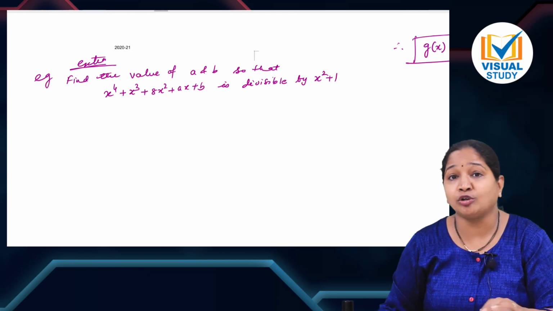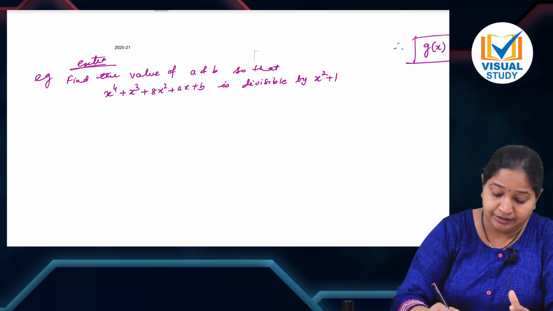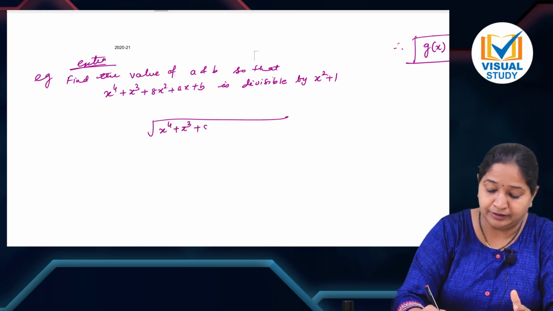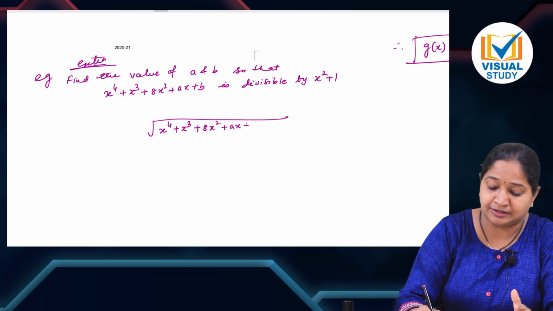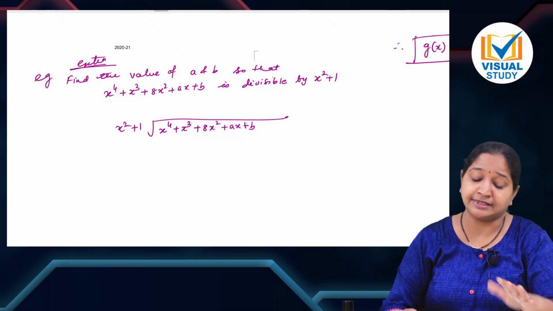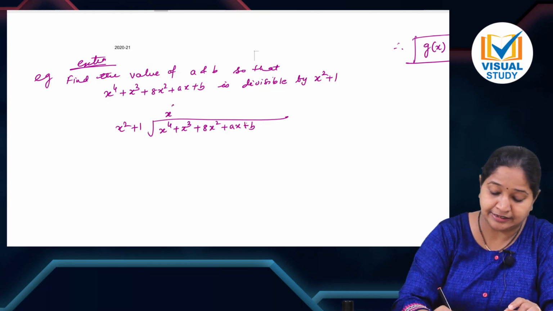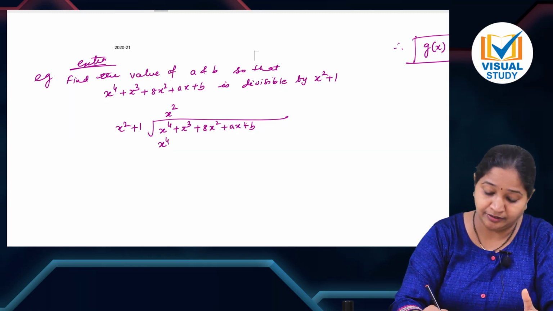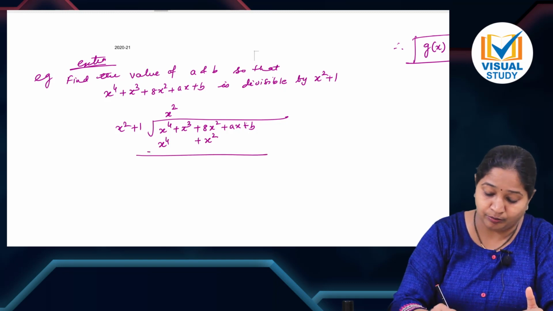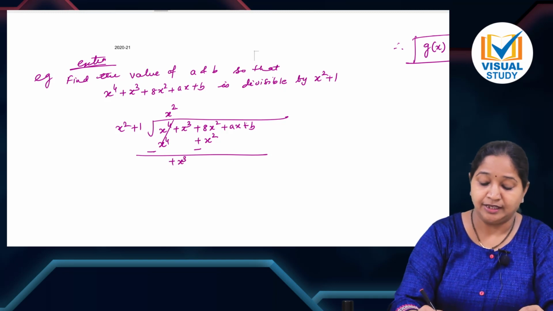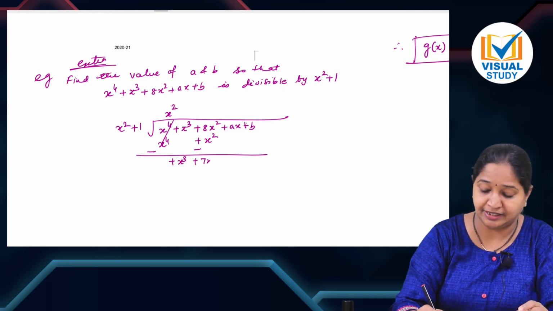This type of questions are not there in your textbook, but it can come for your board exams. That is x raised to 4 plus x cube plus 8x square plus ax plus b. You have to divide it by x square plus 1. What you have to do is, same method you are going to do. That is x square into x square you get x raised to 4, x square into 1 you get plus x square. Okay, then minus, again change the signs, this gets cancelled, x cube, 8 minus this you get is plus 7x square plus ax plus b.